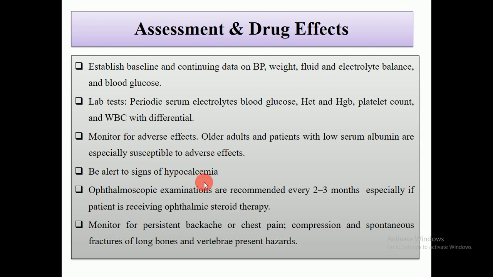Be alert to the signs of hypoglycemia. Let's suppose the patient is hypoglycemic, so what are the precautionary measures which should be adopted by the patient, as well as the nurse, who is responsible to give a proper protocol to the patients. Ophthalmoscopic examinations are recommended every 2 to 3 months, especially if the patient is receiving ophthalmic steroid therapies. Monitor for continuous or persistent back or chest pain, compression, and spontaneous fracture of long bones and vertebrae, as these present hazards.